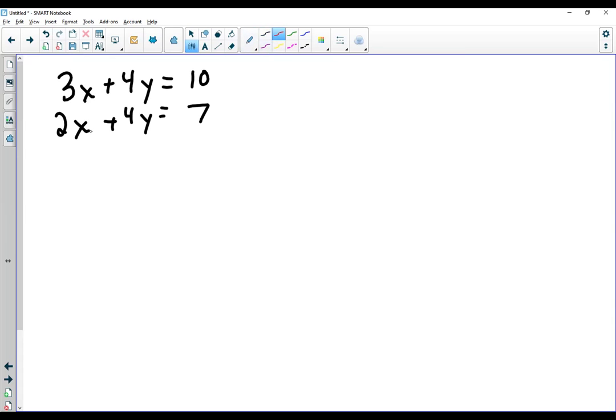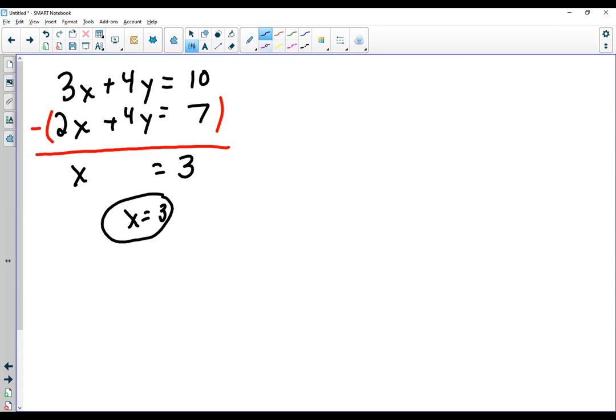In this one, you could just subtract down because they're already lined up and you already have y's that match. So I'm going to subtract down. You also could multiply the bottom by -1, then add. That's the same thing. Either way, 3x minus 2x is just 1x left over. 4 minus 4 is 0y. Remember, your goal is to get something to 0. So that's really good when that happens. And then 10 minus 7 is 3. So you have x equals 3.